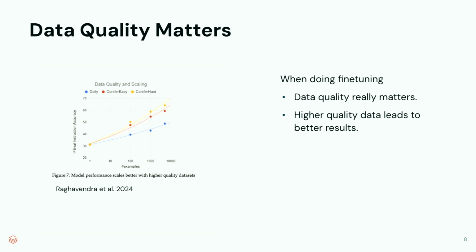For example, with 100 samples from the Conifer Easy data set, it can match the quality of 8,000 samples from the Dolly data set. So overall, this slide is just to emphasize that higher quality data leads to better results.